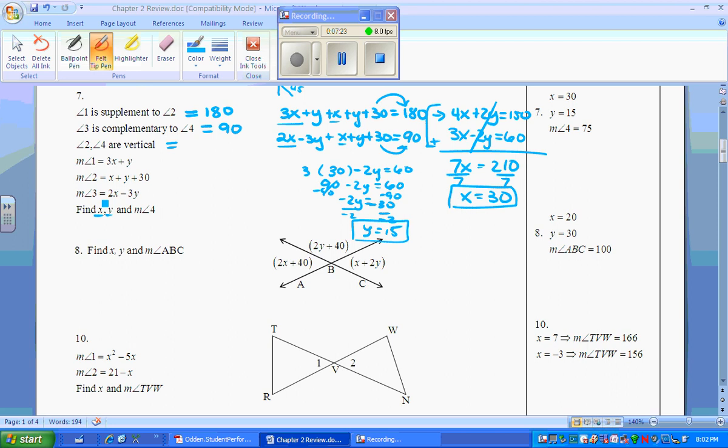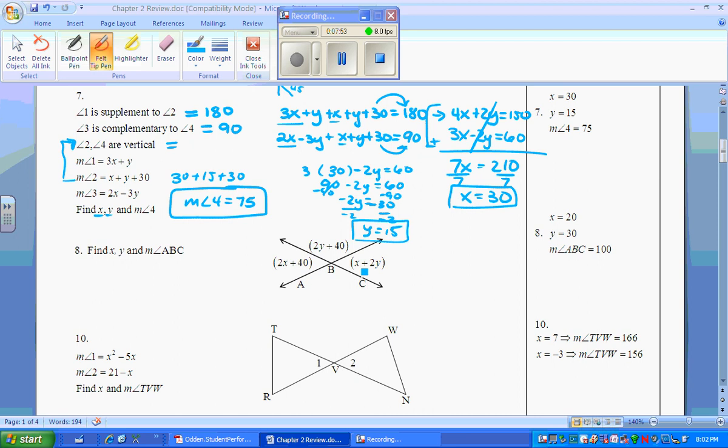And then the measure of angle 4. Well, we don't have it to plug into. But what do you know? Angle 2 is equal to angle 4 by this statement up here. So let's plug it into angle 2. So we got 30 plus 15 plus another 30. So the measure of angle 4 ends up equaling 75, and we're done with question 7. Yes, you will have one question on the test that is going to be a system.